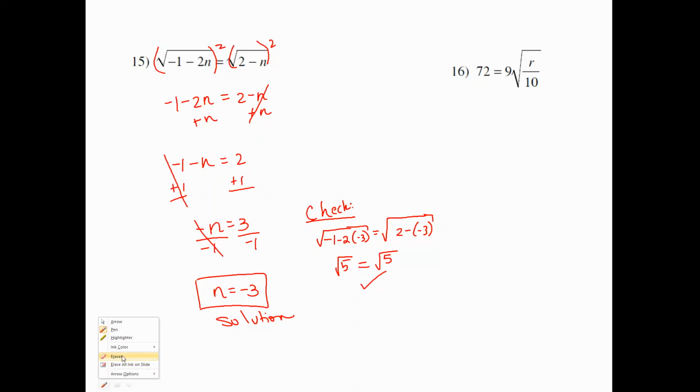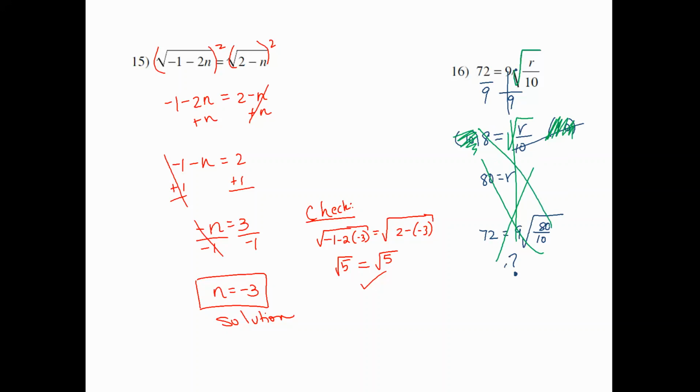Changing the color of my pen for the last one. So many choices. Alright, I got 72 equals 9 times. And how do we get rid of multiplication? We divide it out. 72 divided by 9 is 8. Let me do this again. I had 72 equals 9 times the square root of r over 10. Alright, dividing by 9, I get 8 equals the square root of r over 10.